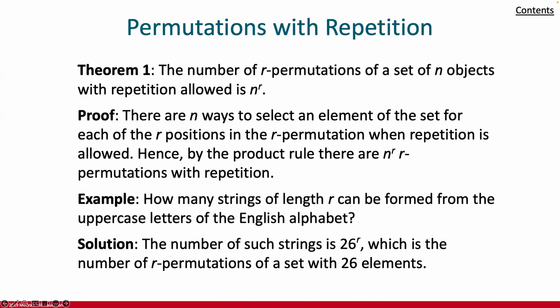So here are some theorems. And so the number of r-permutations of a set of n objects with repetition allowed is n to the r. And so we can think of an example. I won't walk through the proof. How many strings of length r can be formed from the uppercase letters of the English alphabet? And so that would be 26 to the r, which is the number of r-permutations of a set with an alphabet of 26 elements.